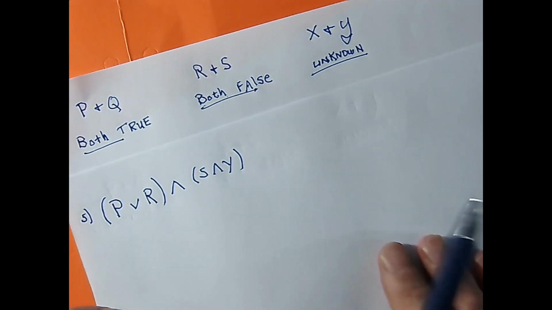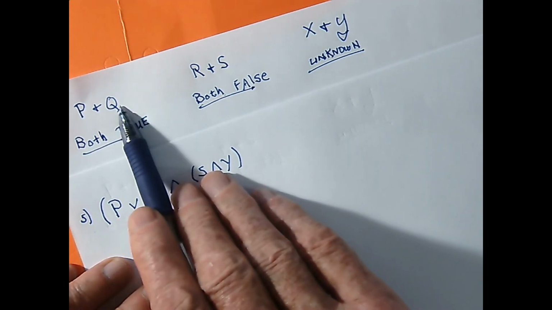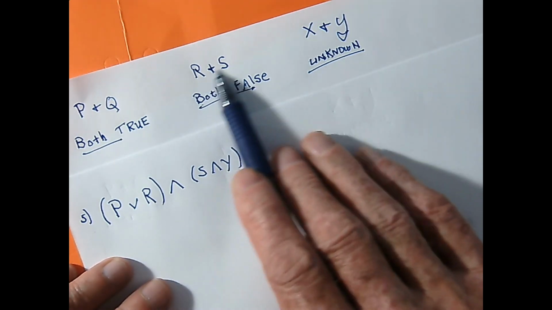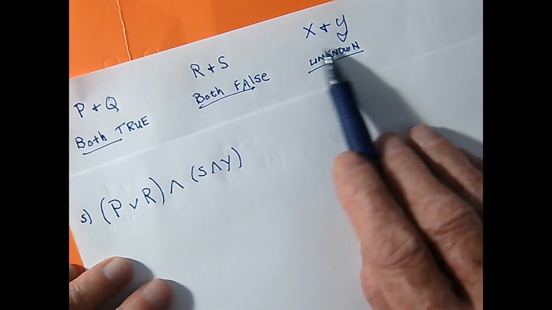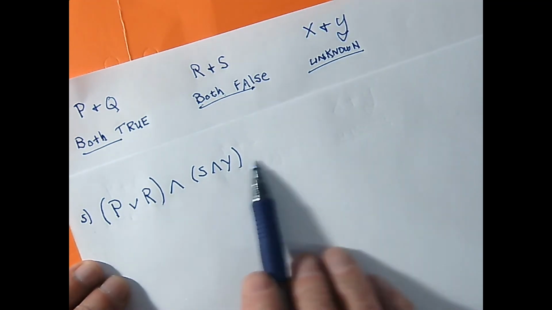Here come a little bit more complex questions. Look at these. In this case, we're going to say P and Q are both true, R and S are both false, but statements X and Y are unknown. We don't know if they're true or false. And I'd like to evaluate this.